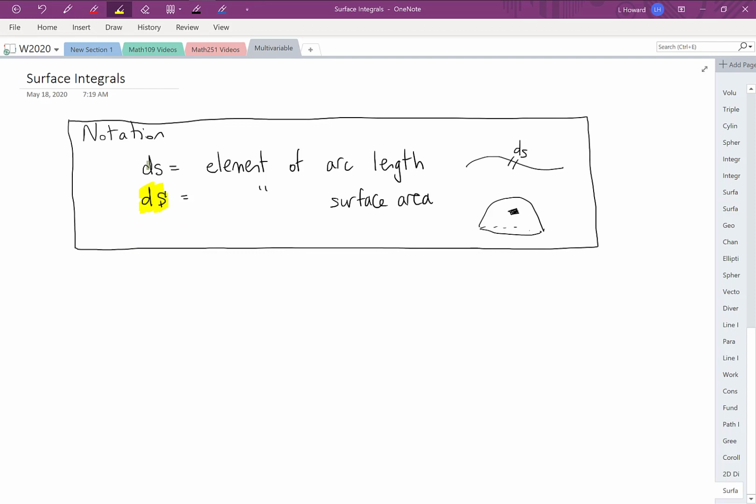When we're working with surface integrals, it's this d capital S that we're going to be seeing. And because we've got these two pieces of notation that are quite similar, when I write the capital S, I try to make it look like a script S so that we can easily understand that that's d capital S, meaning our element of surface area.